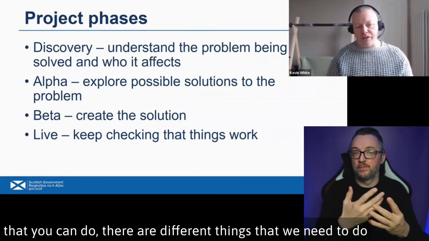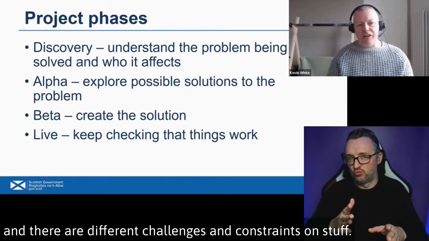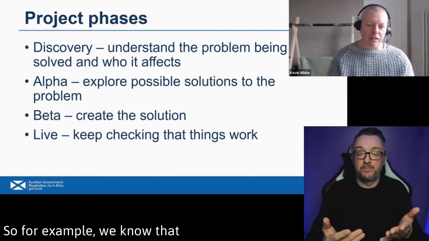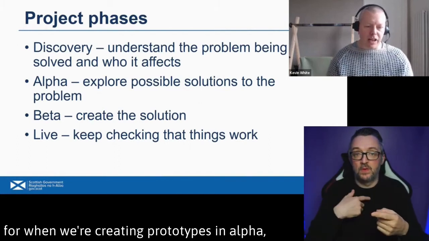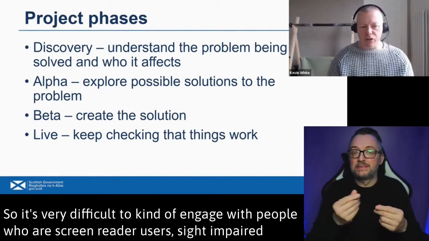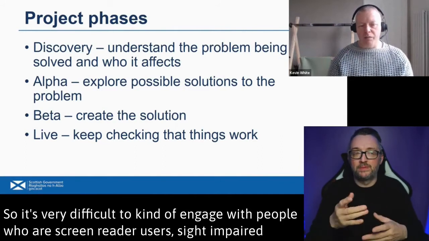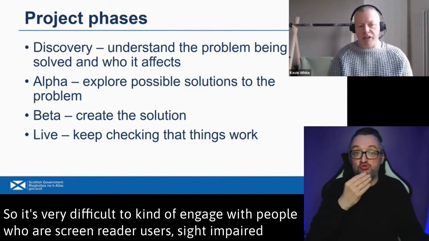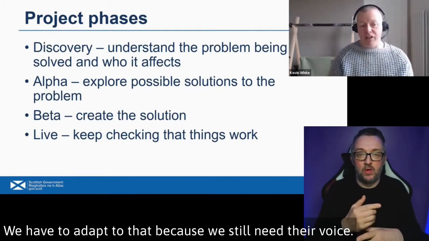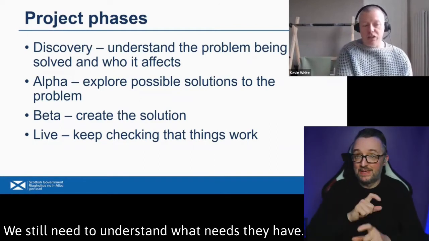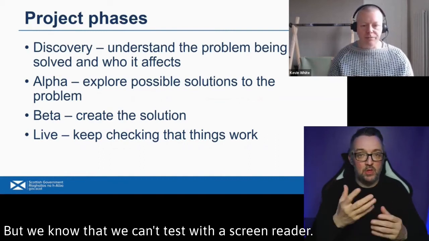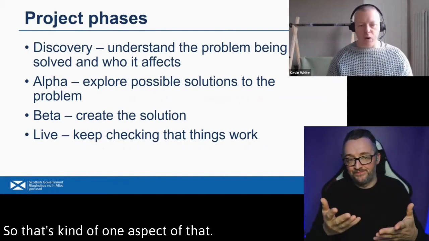Now, in each of those phases there are different things that you can do, different things that we need to do, and different challenges and constraints. For example, we know that when we're creating prototypes in alpha, most prototypes don't function with assistive technology like screen readers. So it's very difficult to engage with people who are screen reader users or sight impaired and work with a prototype. We have to adapt to that because we still need their voice. We still need to understand what needs they have, but we know that we can't test with a screen reader. So that's one aspect of that.